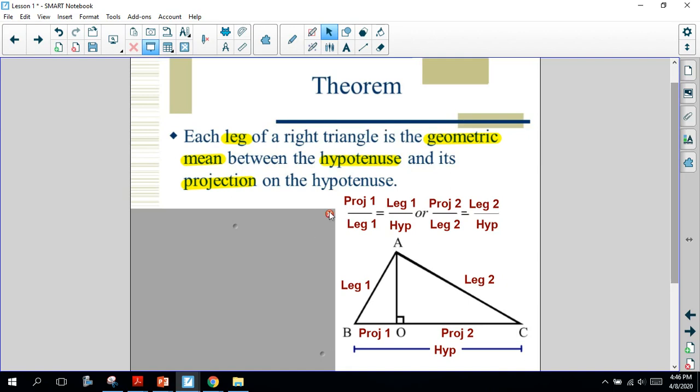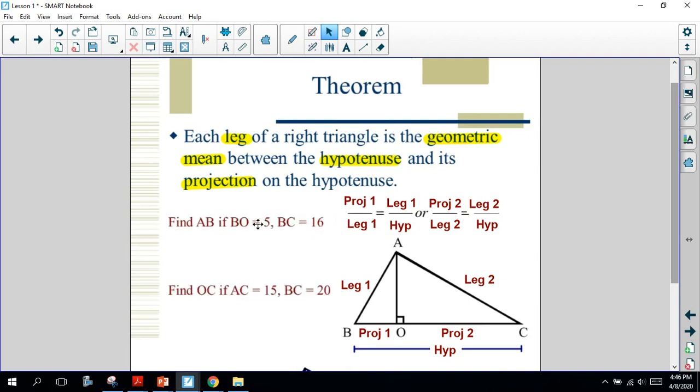I don't necessarily memorize the formulas. You can if that's helpful for you. Let's take a look here at our first example. With the information that's given, I've got BO is a length of 5. I've got BC, the whole hypotenuse, I'm going to label that down here, is 16. And we need to find AB.